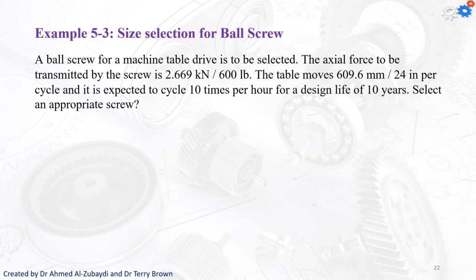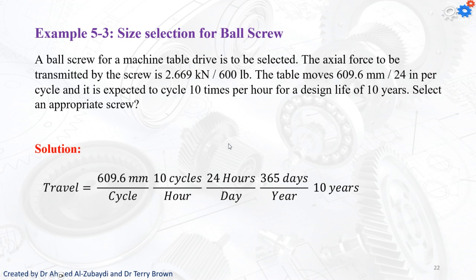So the first thing we are going to do is find the travel distance. It's going to be something like 5.34 multiplied by 10 to the power 7 millimeters. You can calculate it in inches simply by dividing by 25.4, and you will find this value in inches.